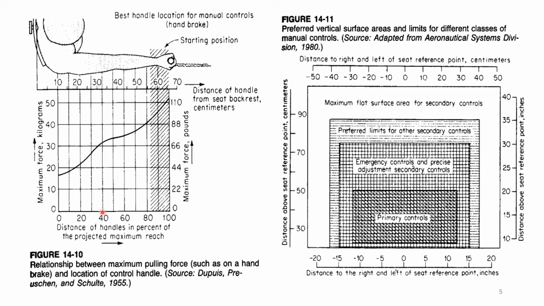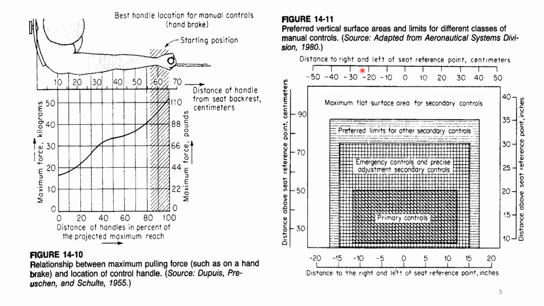The x-axis is the distance of handles in percentage of projected maximum reach. This shaded region shows the best handle location for manual controls, for example a handbrake. Even if it is at a lesser distance, the force that can be applied will be much less. So the ideal location is this shaded region.